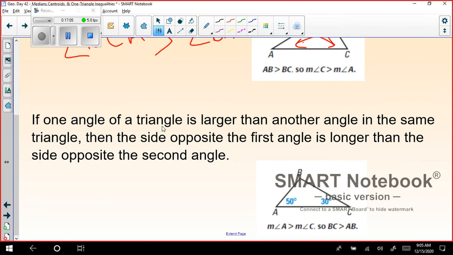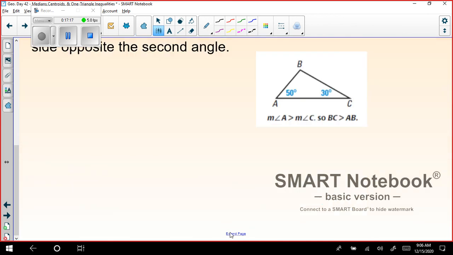If one angle of a triangle is larger than the other angle in the same triangle, then the side opposite to the first angle is longer than the side opposite to the second angle. So in this, let's assume this is a given triangle. If this angle A is 50 degrees, and angle C is 30 degrees, then the side opposite to 50 degrees, side BC, is going to be greater than the side opposite to C, which is side AB. Okay, side BC is going to be greater than side AB.